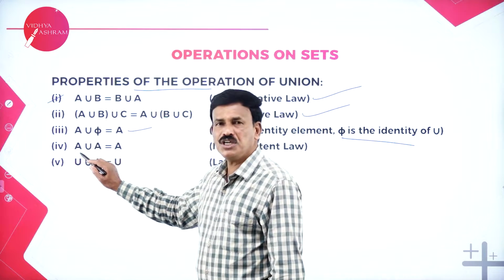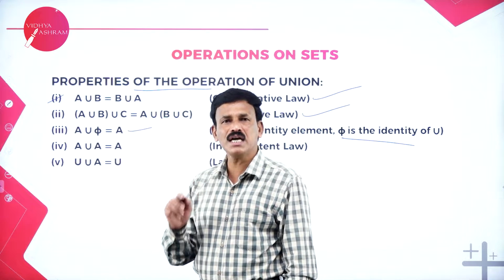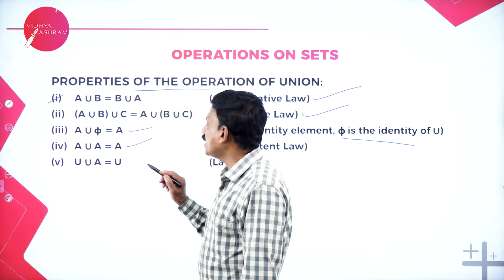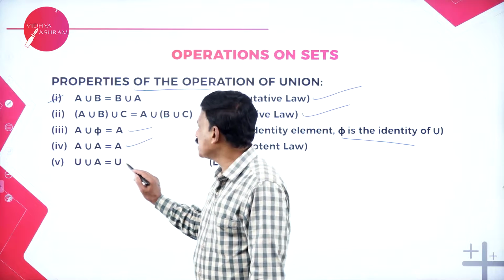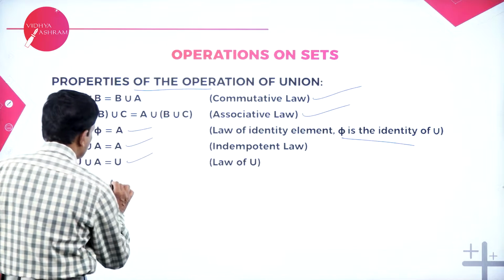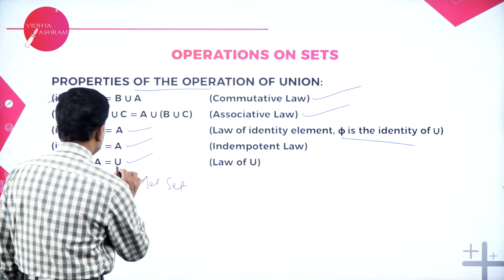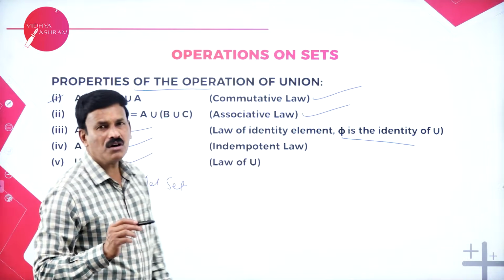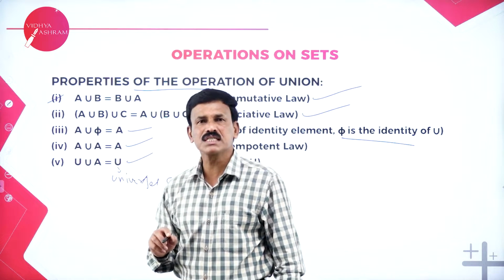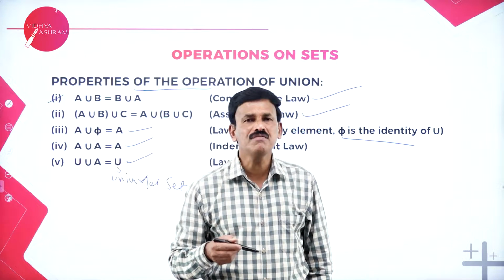Now, similarly, A union A, if you take union for the same set A and A, you are going to get the same set. A union A is equal to A. And universal set and a set is always equal to universal set, where U is the universal set. So, union of universal set and a set A is also equal to the universal set itself. So, these are the few properties on union of sets.